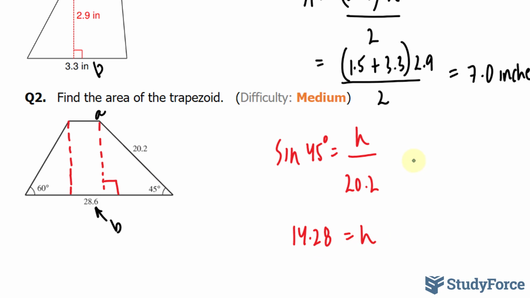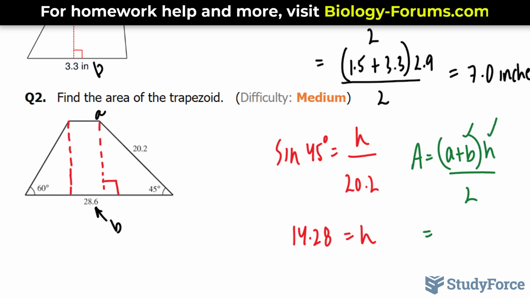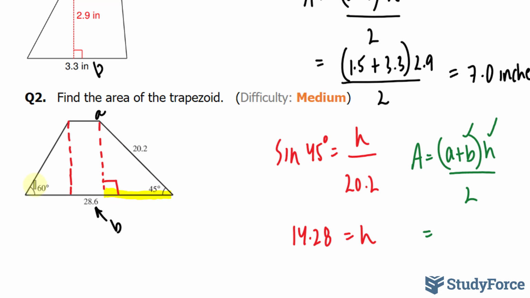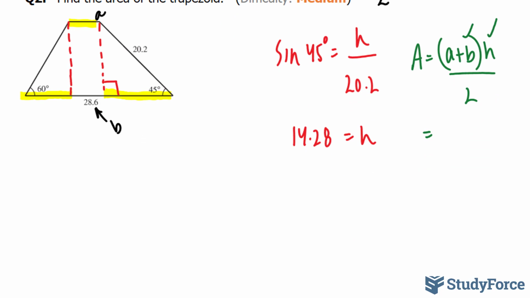So rewriting the formula for area, we have (a plus b) times the height divided by 2. We have b and we have h. Now we need to find a. To find what a is, I need to figure out what the length from here to here is and the length from here to here. If I find those 2 lengths, I can subtract them from 28.6 and that will give me a. So I need to do 2 more calculations.